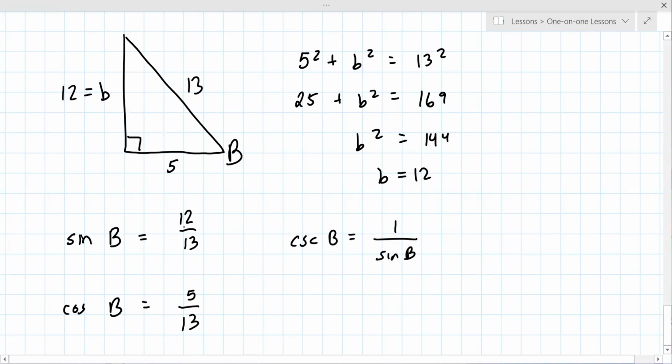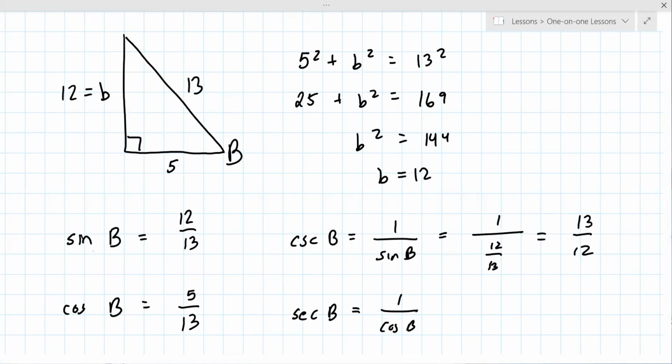Isn't cosine B the same as 5 over 13? Isn't there overlap between cosine and CSC? Sine and cosecant are reciprocals. Cosine and secant are reciprocals. Oh, okay. So you could write 1 over 12 over 13, but that's silly because you can just flip it and write 13 over 12. Oh yeah, they're just the flip of each other. Yep. And then secant B, you could write as 1 over 5 over 13, but that's silly, right? 13 over 5. That's what I was trying to say.